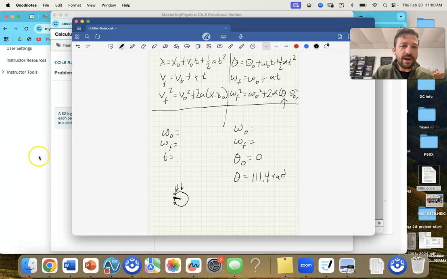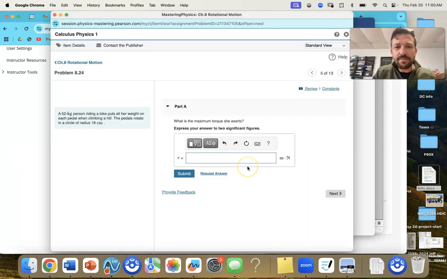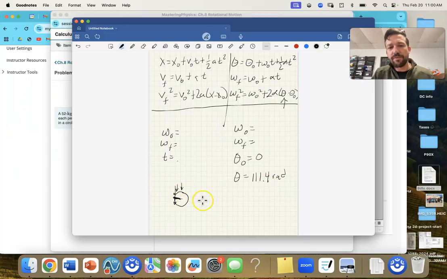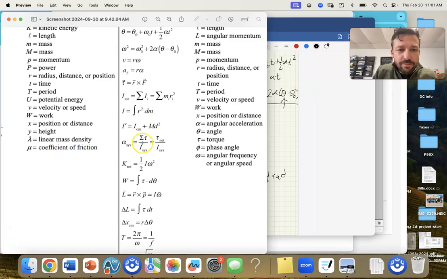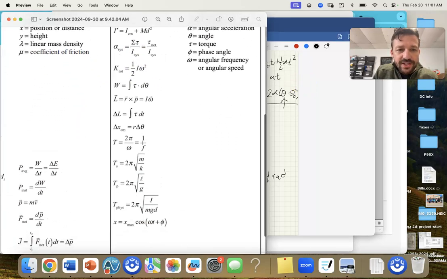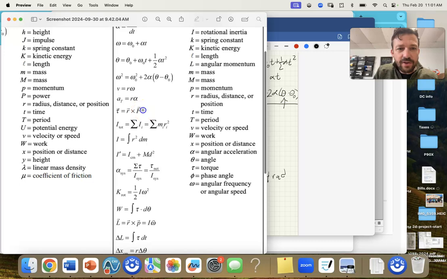And then what is the maximum torque? Well, just remember your formulas for torque. Let's bring them up real quick. Torque is a lowercase tau. It could be force times radius. So if somebody's applying their weight onto it, you have to calculate the weight because that'll be your force, and then times the radius of the pedal. And that'll tell you the torque that you have.